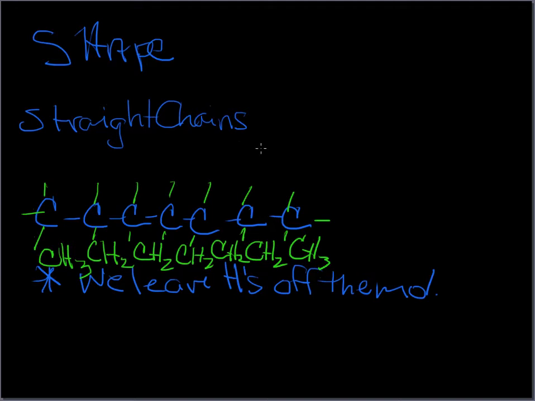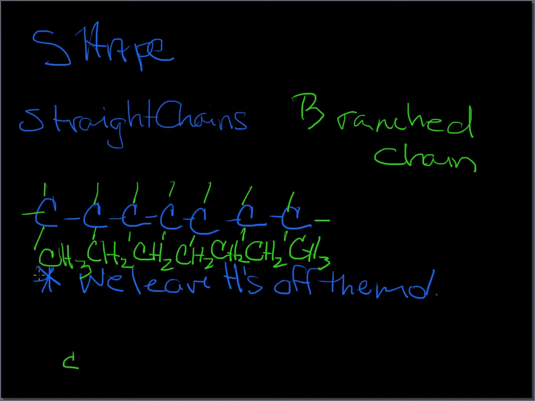So, other than a straight chain, we can have a branched chain. Basically, a branched chain would be a string of carbons with a branch off of it.